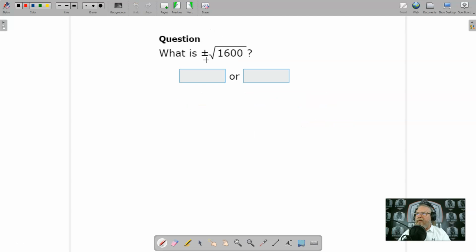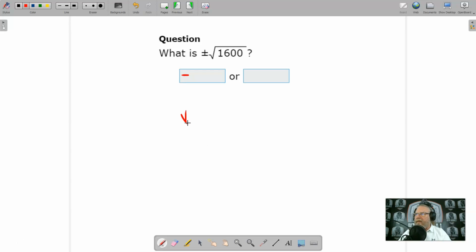What is the plus or minus root 1600? So in this case, if you see a plus or minus, they're going to want a negative answer and a positive answer. Now, for the positive answer, we don't actually have to put the plus sign. For the negative answer, we do need to include the negative symbol.